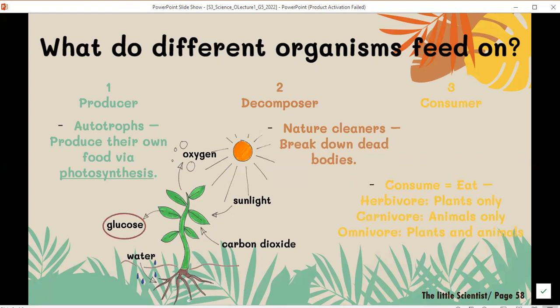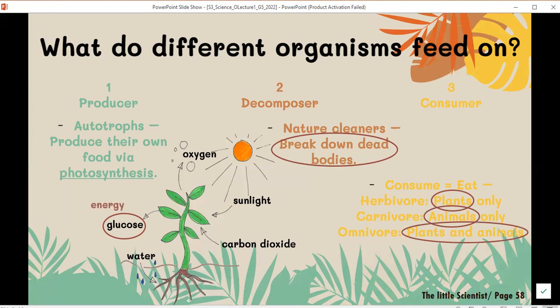The glucose for the green plants, the dead bodies for the decomposers, plants, and animals are the source of energy for different kinds of organisms. So producers get the energy they need from the food they make. Decomposers get the energy they need from the food they decompose. Consumers get the energy they need from the food they eat or they consume.